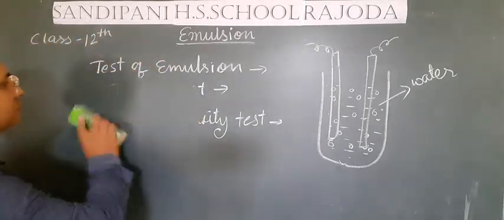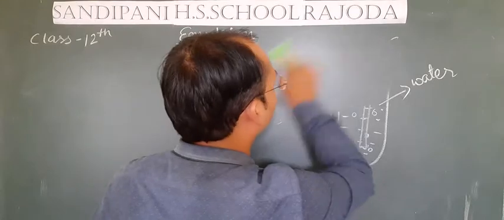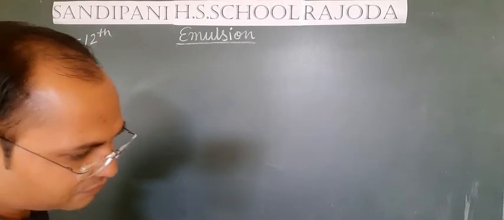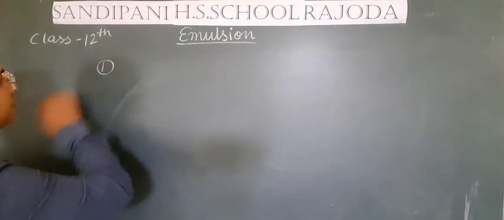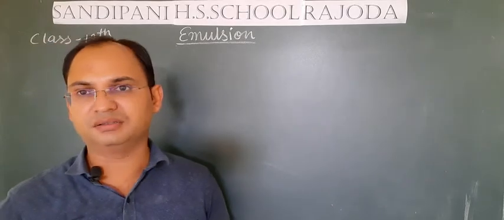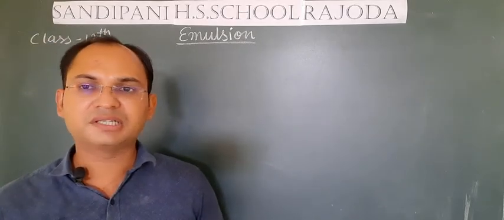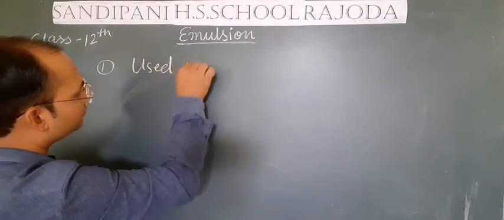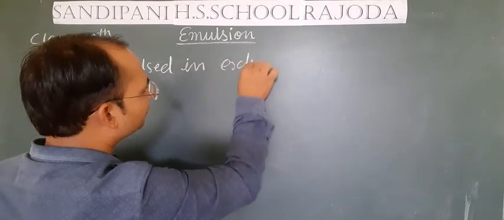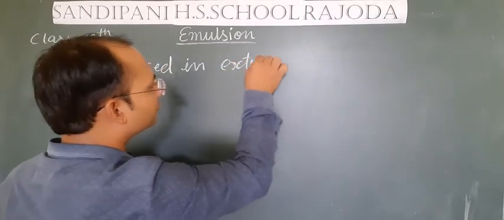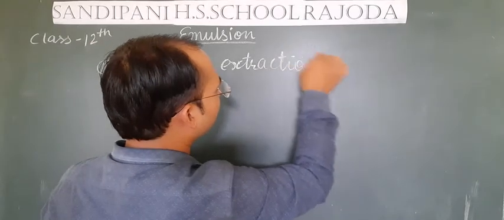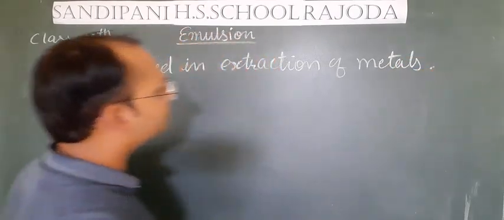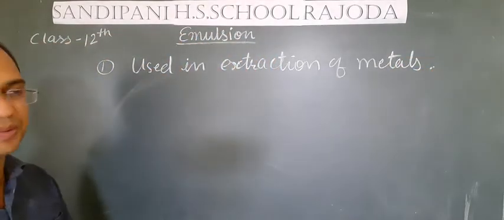Now let us understand what are the applications of the emulsion in our day-to-day life. Emulsion have important applications in our day-to-day life. First of all, it is very important in the extraction of the metal. When you will study metallurgical processes used in extraction of metals, it increases the rate of the catalysis in these processes.